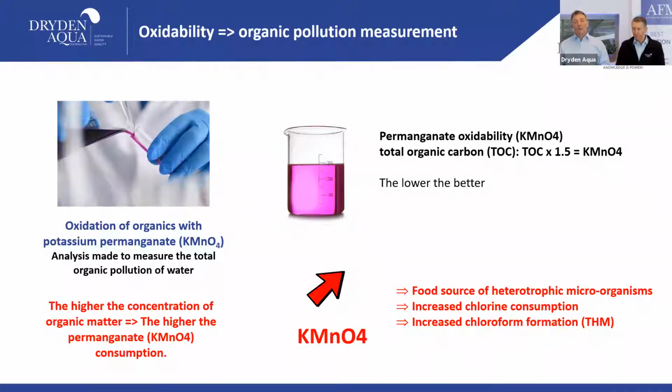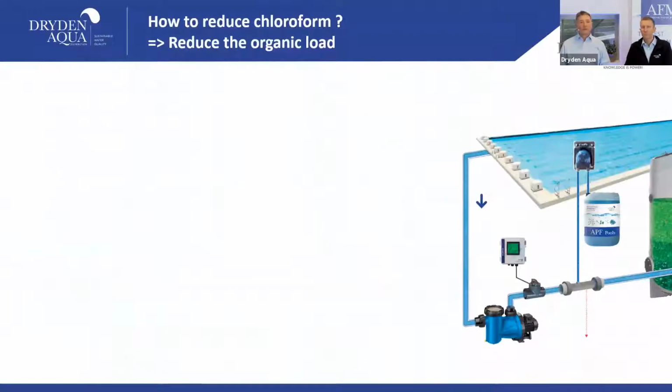And we do not want to have this organic load because, as you see here below, organics are a food source for every heterotrophic microorganism. They increase chlorine consumption, but they also increase the formation of trihalomethanes, chloroform, and all the other ones. So Philip, what's the solution? If you want to reduce the formation of that, then you need to reduce the organic load. How can you do this?